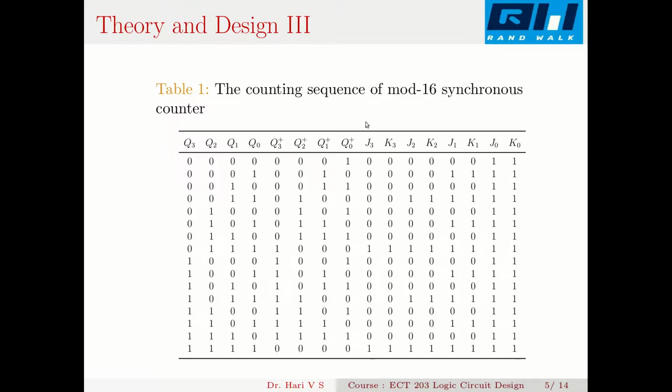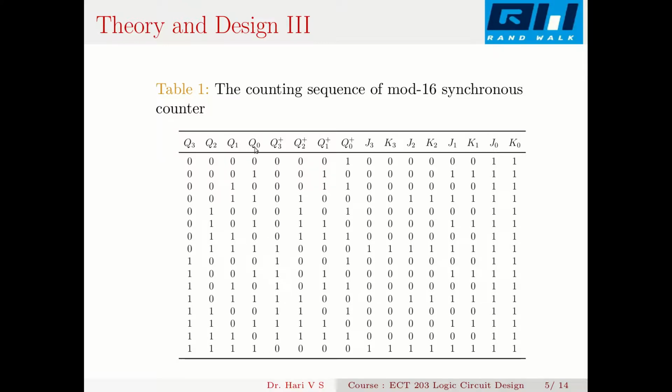Now if you look closely at this column Q0 and this column Q0 plus, every time there is toggling. Here Q0 is 0 and Q0 plus is 1, so J0 and K0 should be 1. Likewise, everywhere there is toggling: 1 to 0, 0 to 1, then 1 to 0.